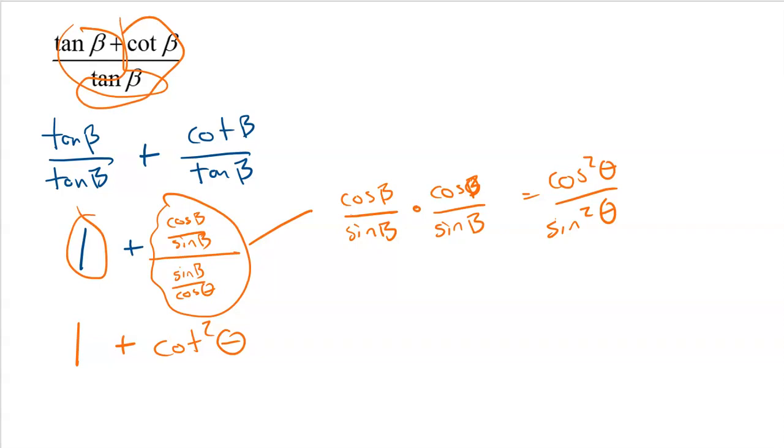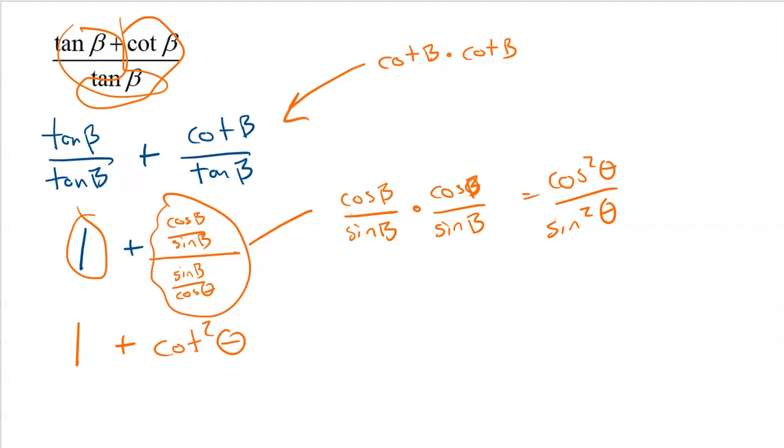But if you don't like turning everything into sines and cosines, check this out. Go back here for 1 second. If you're smart, you'll understand this. Numerator always stays the same. Multiply it by the reciprocal of the denominator. What's the reciprocal of tangent? Cotangent. What's cotangent times cotangent? Cotangent squared. How simple is that?